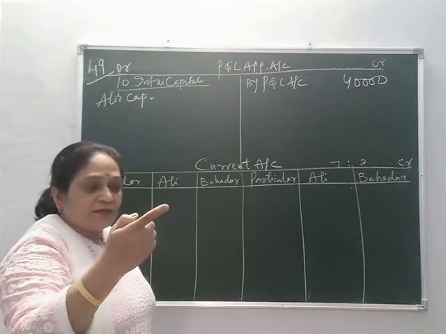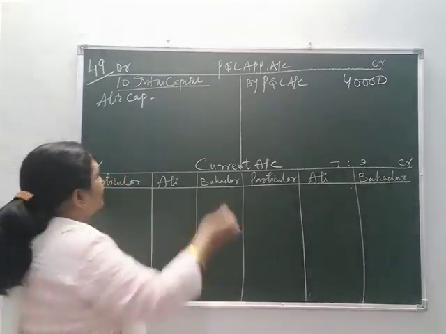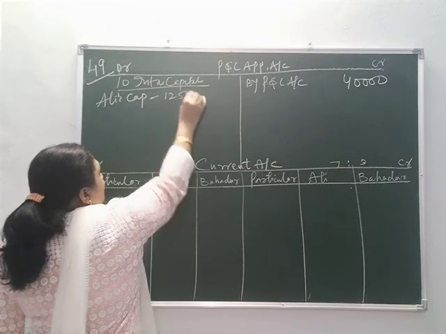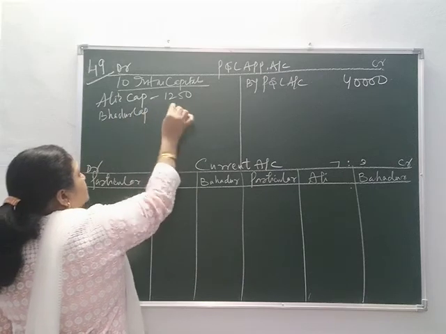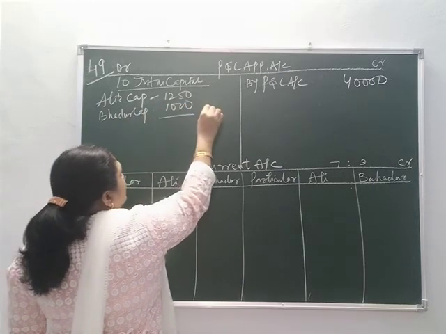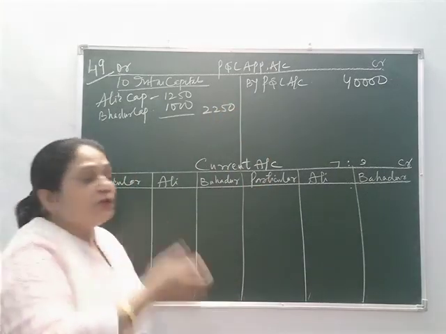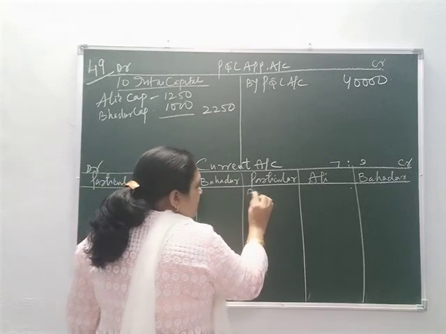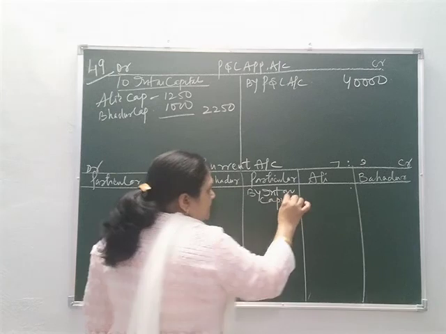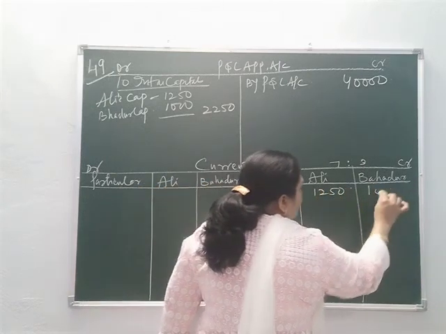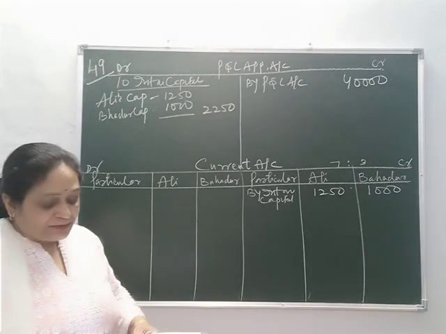25,000, 5% of which is 1,250, and Bahadur's capital account 20,000, 5% is 1,000, so 2,250. This is the interest on capital. So by interest on capital 1,250, 1,000. That's it. It's not having any other opening balance.